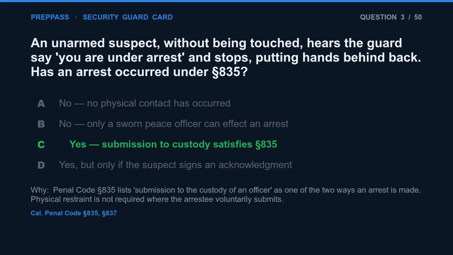The correct answer is C. Penal Code Section 835 lists submission to the custody of an officer as one of the two ways an arrest is made. Physical restraint is not required where the arrestee voluntarily submits.